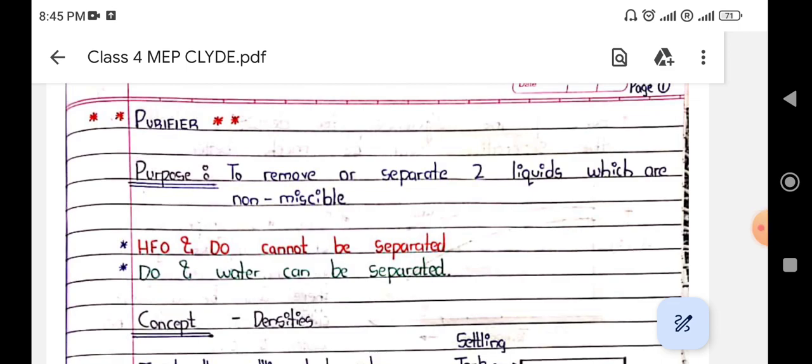Today we will be discussing the Purifier, mainly for the class 4 topic book. The purpose of a purifier is to separate two liquids which are non-miscible. Mainly HFO and DO cannot be separated, but we can separate DO and water.